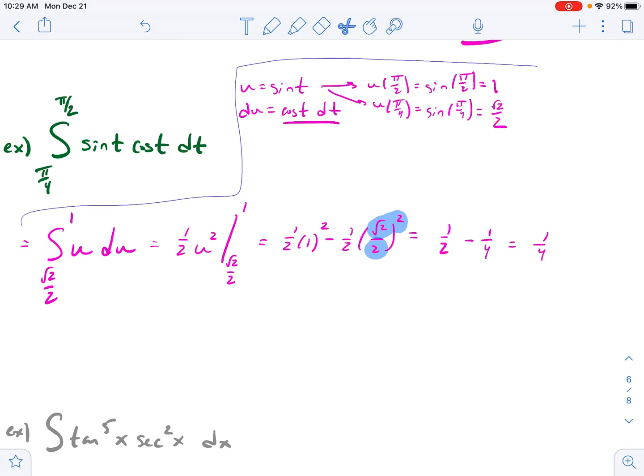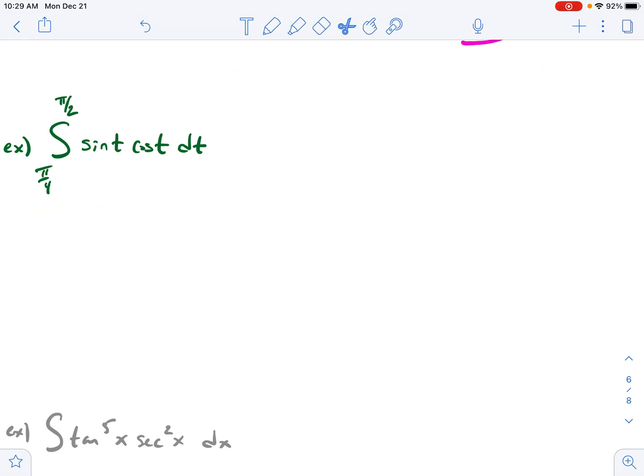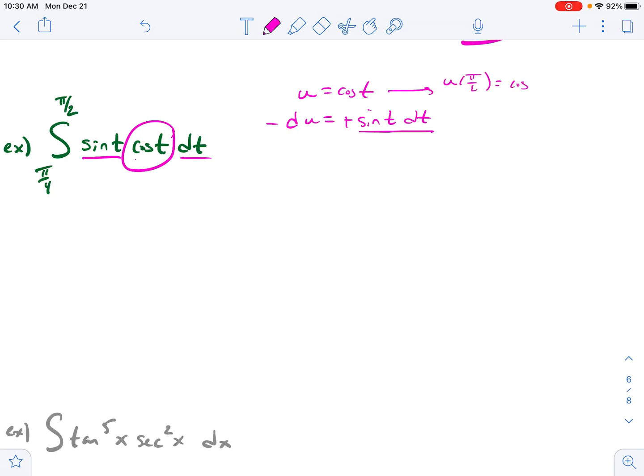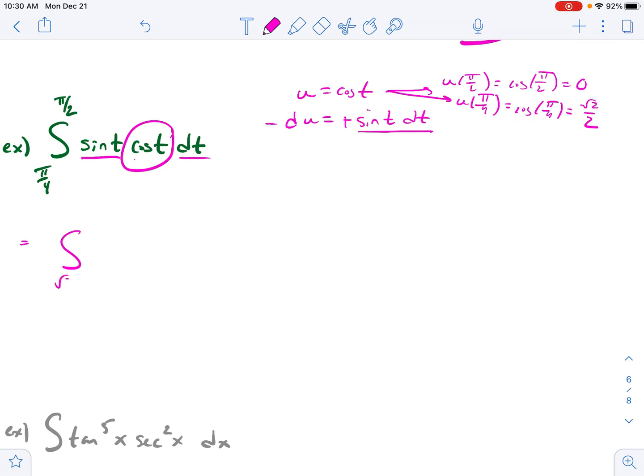So what was our answer? 1/4. Let's see what happens now if we let u equal cosine of t. Maybe you saw it that way. Then du will be negative sine t dt. Well, I can pick up sine t dt with a negative du here. Okay, changing the bounds. Cosine of pi over 2 is 0. Cosine of pi over 4 is radical 2 over 2. So now I have a lower bound of radical 2 over 2 and an upper bound of 0.